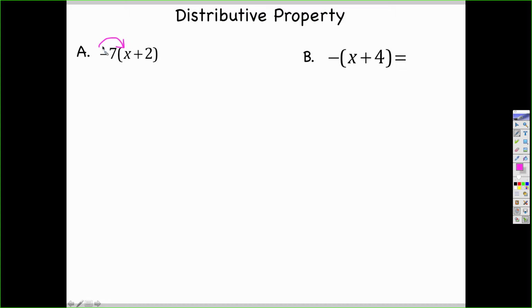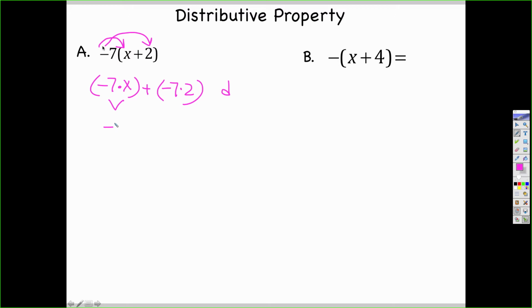So first I'm going to draw an arrow. So I'm going to go -7 times the first term. So -7 times x. Then we have a plus sign, and we have our second term. So I'm going to draw another arrow to remind me, make sure I distribute the -7. So that's going to be -7 times 2. And D for distributive property.